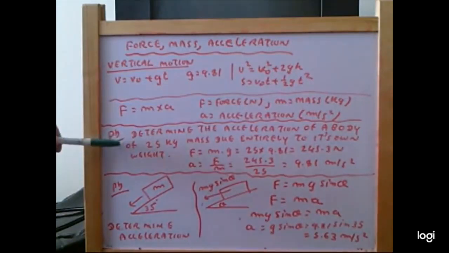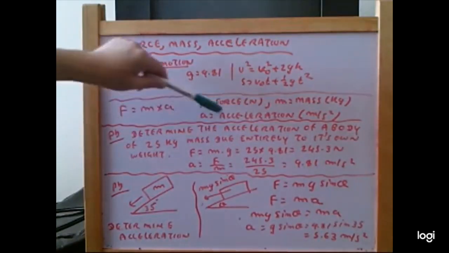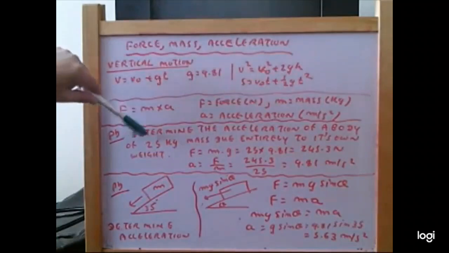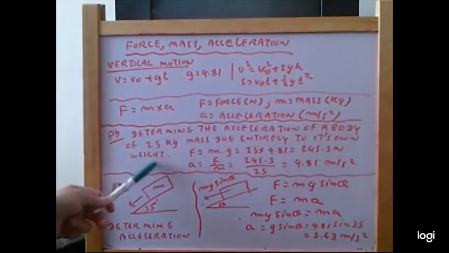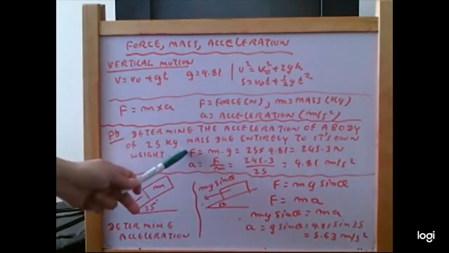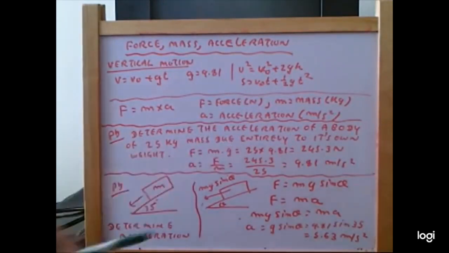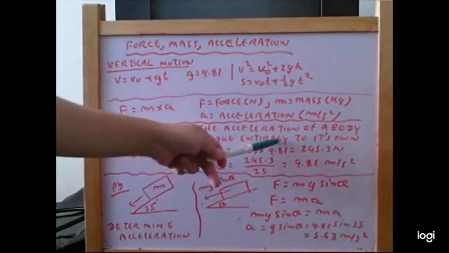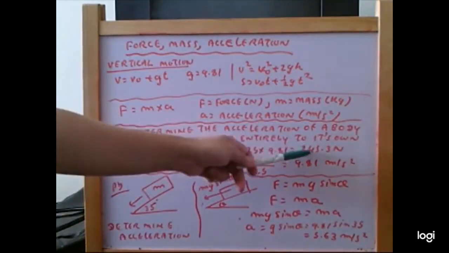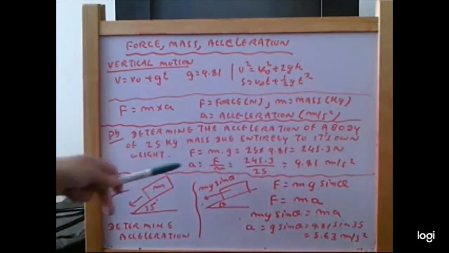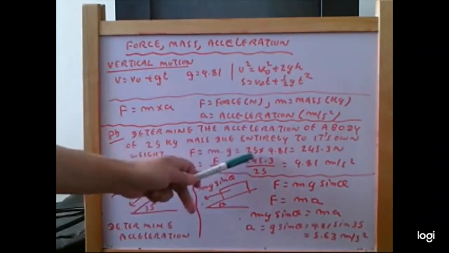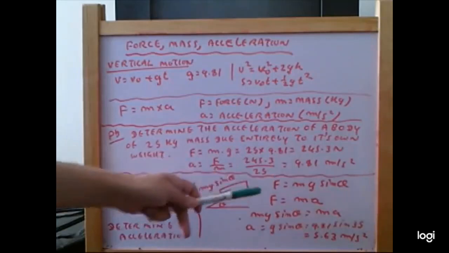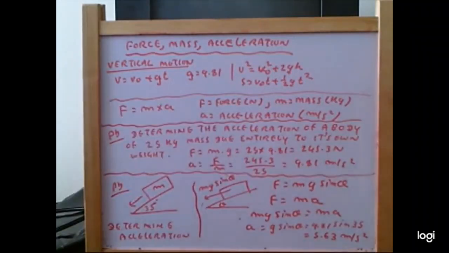So we have to calculate this problem. Determine the acceleration of a body of 25 kilogram mass due entirely to its own weight. Firstly, we have to calculate the weight. F is equal to M into G. The mass is 25, G is 9.81. So you get 245.3 Newton. So acceleration A, the formula is force divided by mass. Force is 245.3, mass is 25. So you get 9.81 meter per second square.